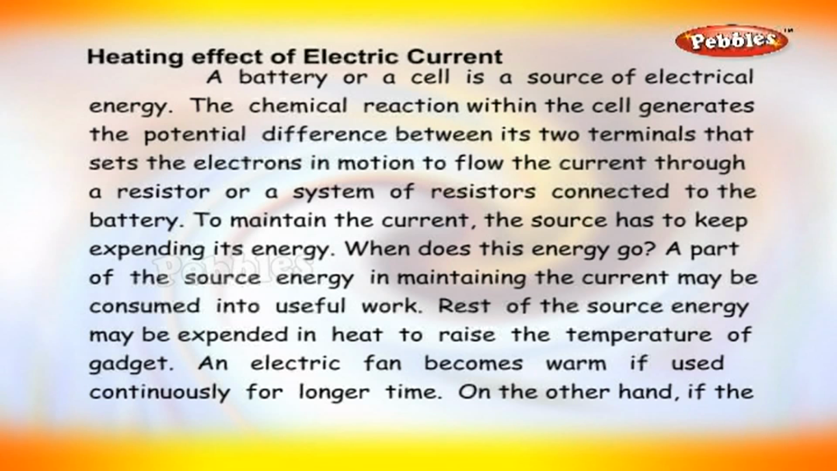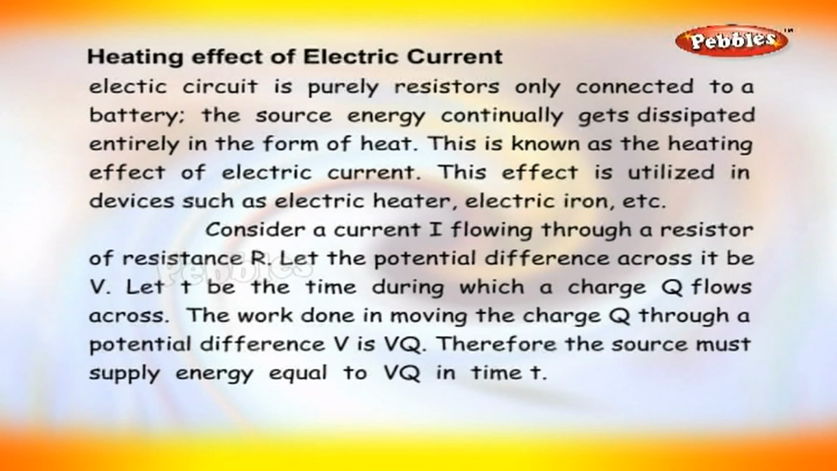A part of the source energy in maintaining the current may be consumed in useful work. The rest of the source energy may be expended in heat to raise the temperature of the gadget. An electric fan becomes warm if used continuously for a longer time. On the other hand, if the electric circuit is purely resistive, only connected to a battery, the source energy continually gets dissipated entirely in the form of heat. This is known as the heating effect of electric current. This effect is utilized in devices such as electric heater, electric iron, etc.